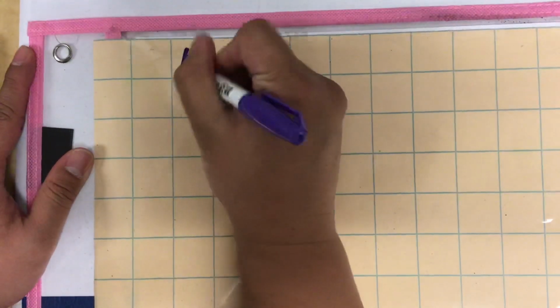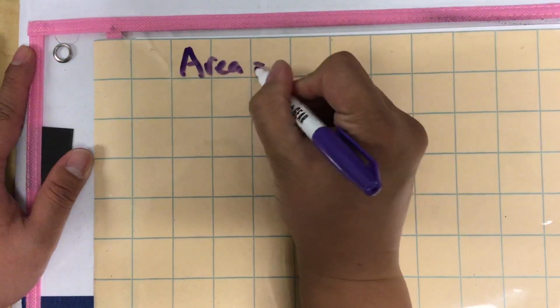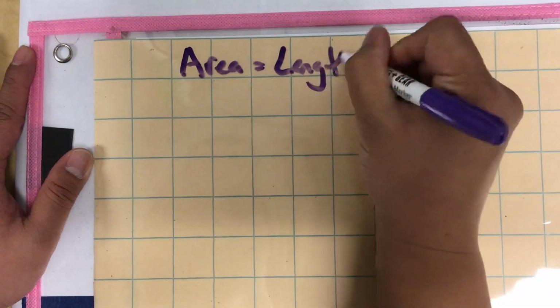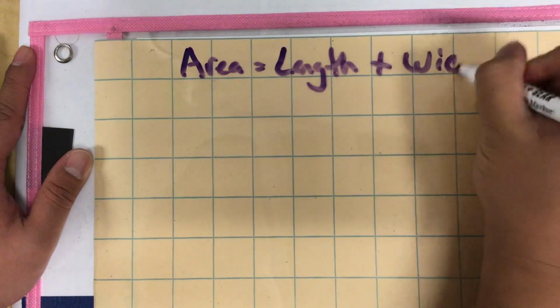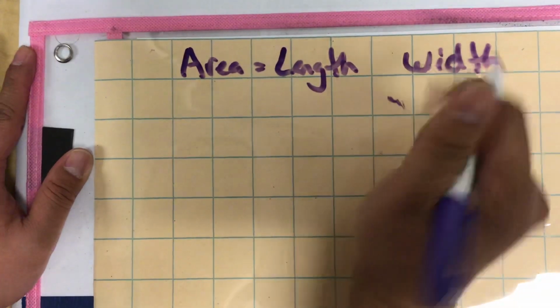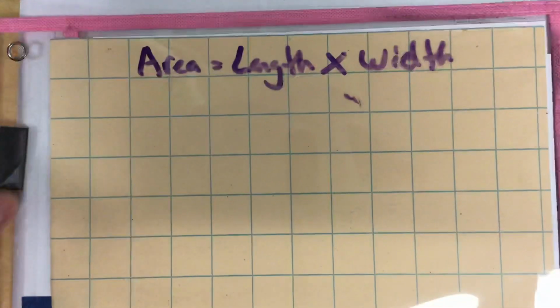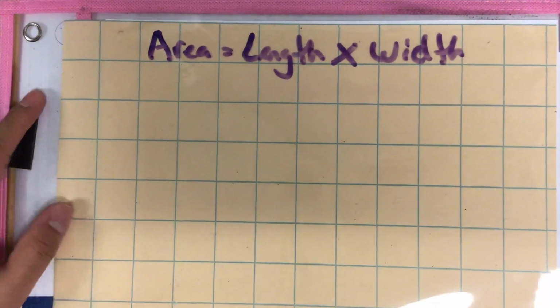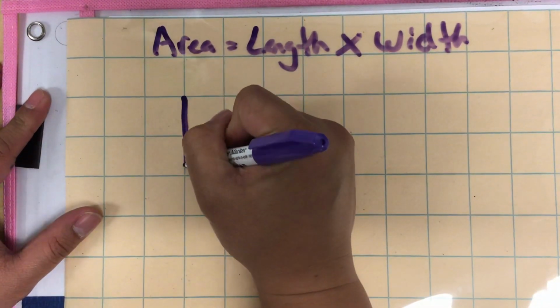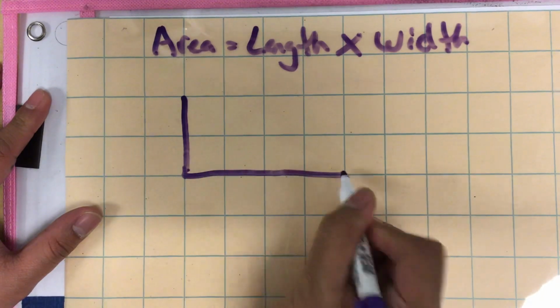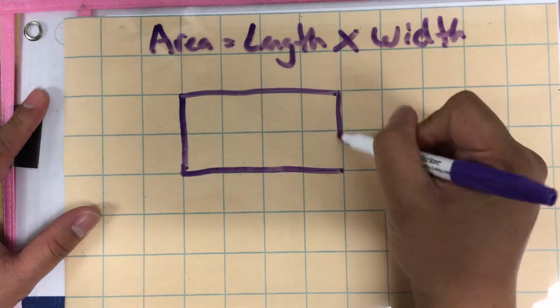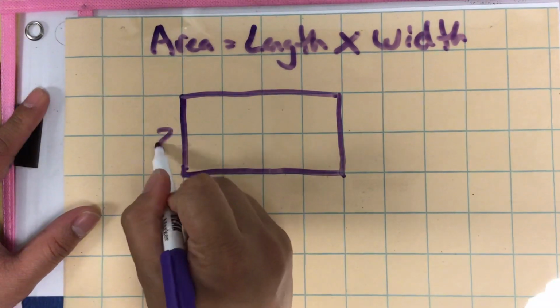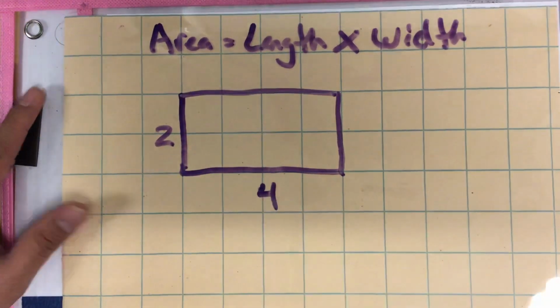Now let's take a look at area. We want to look at area. Area equals the length times the width. Okay? So, what would that look like in the sense of our graph? Or not our graph, our shapes. Well, let's try to draw one just like this. And I can see I have 2 units here and I have 4 units across.